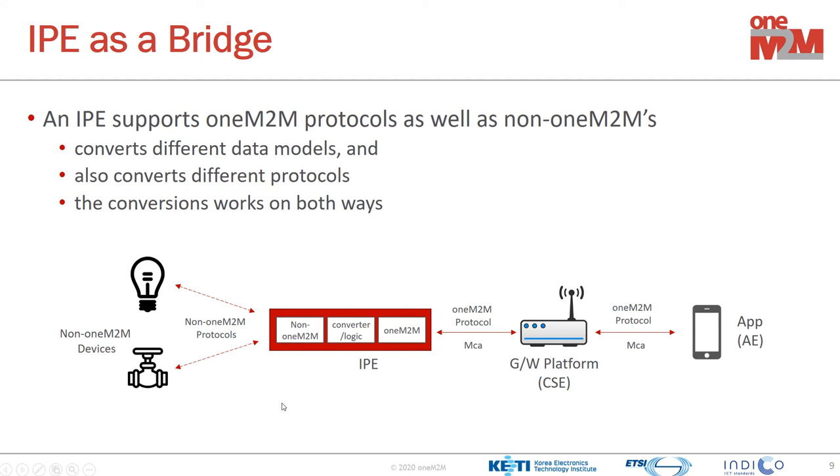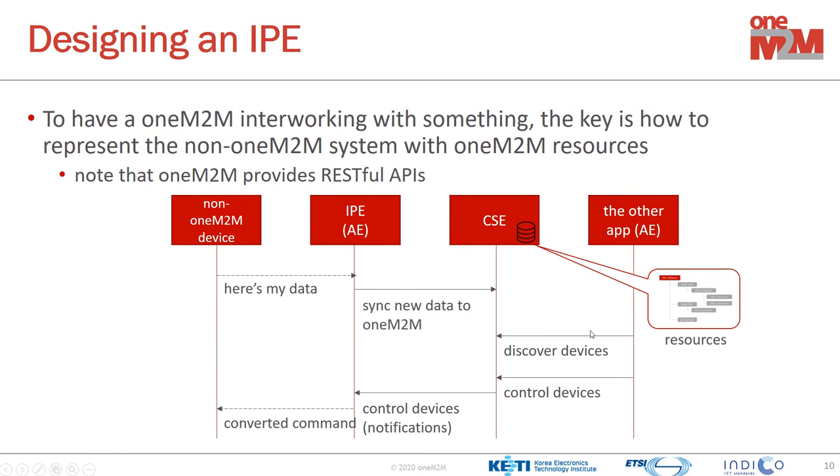And the conversion theoretically should be done in both ways, like the sensor reading should go up to the platform, and then the other oneM2M applications can access that. And oneM2M applications can send the actuation message to the actuator or controller over there, which is a non-oneM2M system. So let's design an IPE.